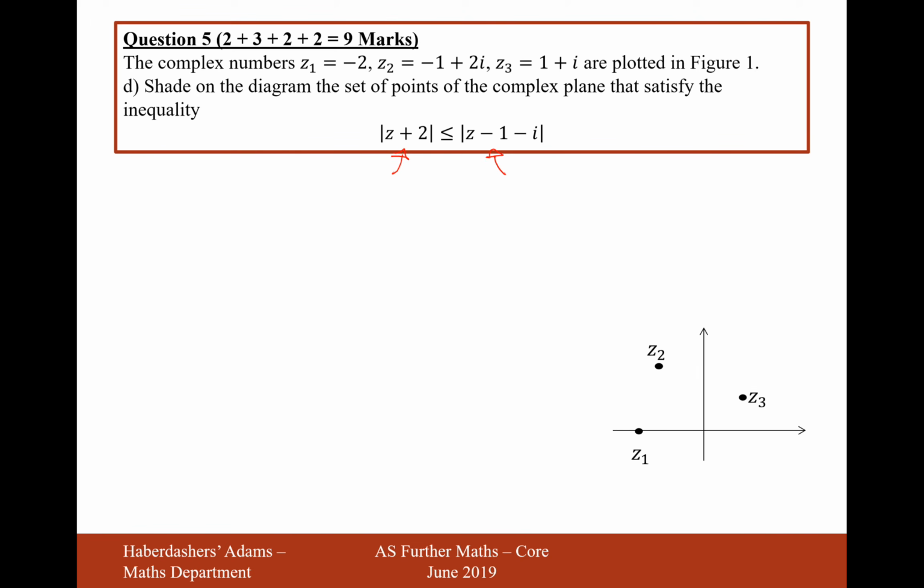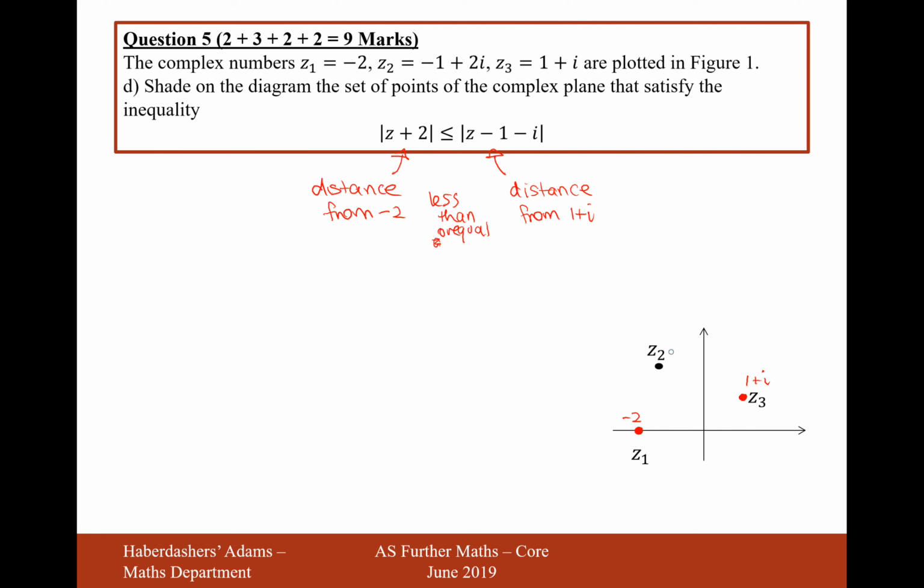So what the left hand and the right hand side is saying is that we want the distance from minus 2, that would be the solution effectively to this modulus here. The distance from minus 2 is less than or equal to the distance from 1 plus i. So we have this point is z1, that is the point minus 2. This point here is the point 1 plus i.